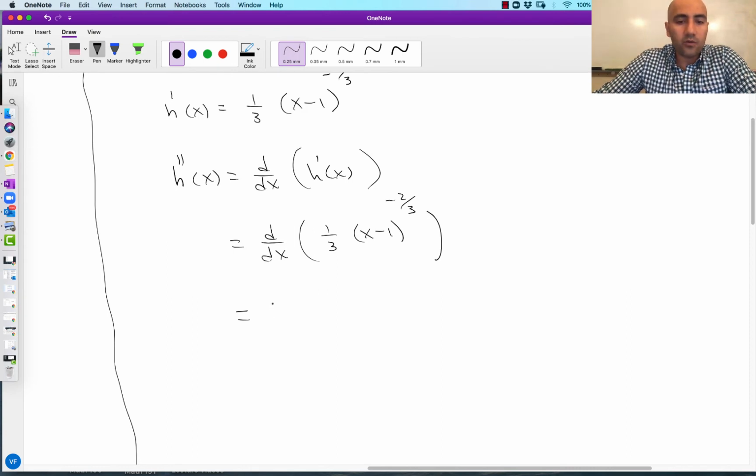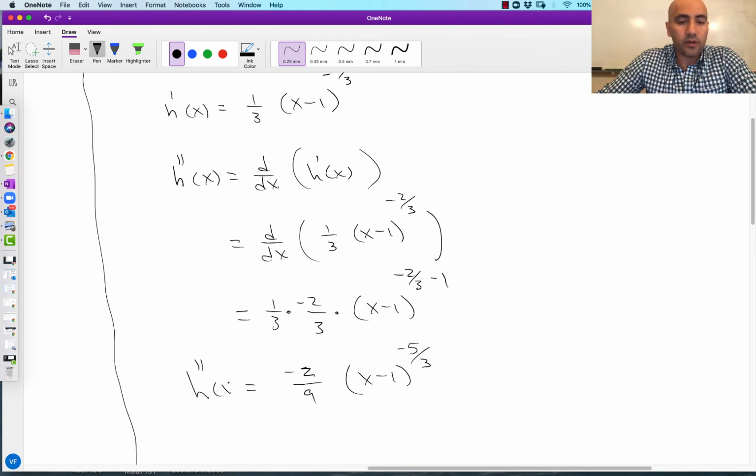So this is going to be equal to 1/3 times negative 2/3 times x minus 1 to the power of negative 2/3 minus 1. And so that simplifies to negative 2 over 9, and this is going to be x minus 1 to the power of, common denominator, negative 5 over 3. Okay, so that's h double prime.